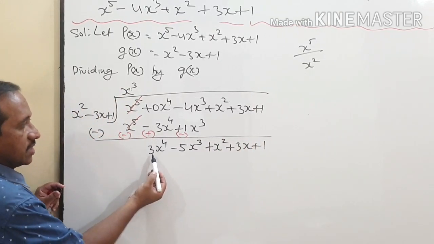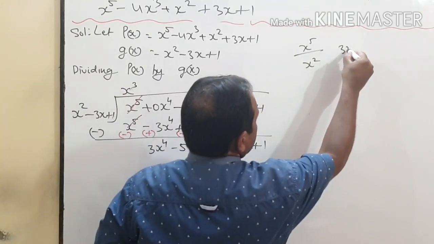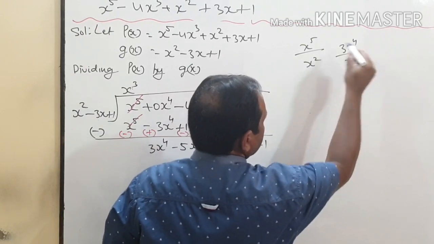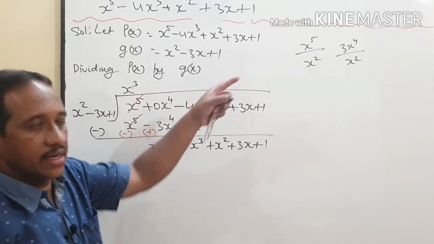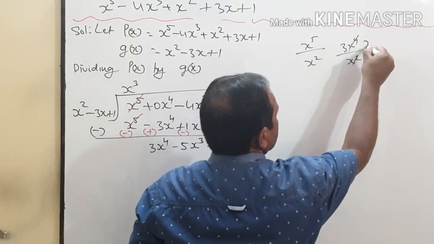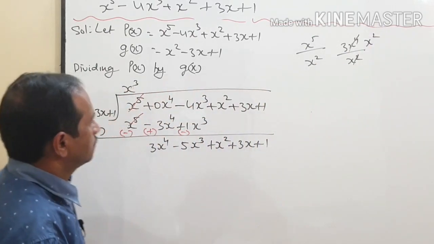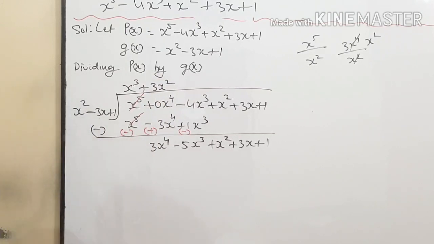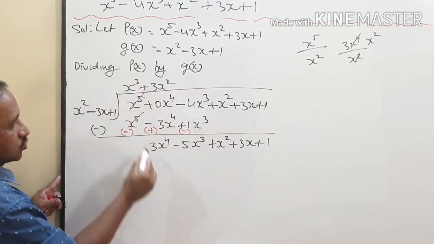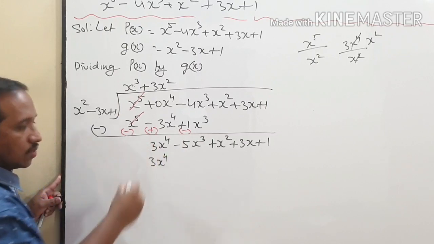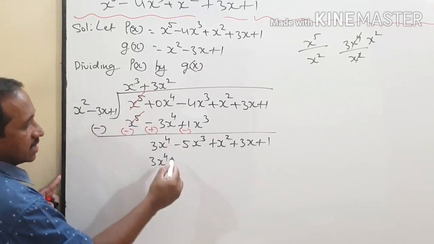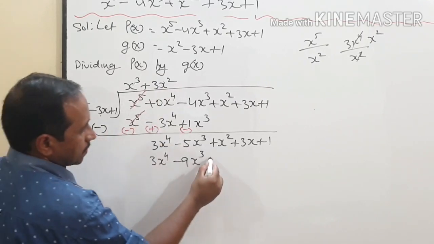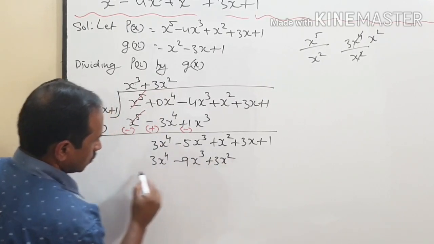Now the first term is 3x raised to 4. So 3x raised to 4 by the first term x square: x raised to 4 and x square cancel, you will get x square. So in the quotient part we will have 3x square. 3x square into x square is 3x raised to 4. 3x square into minus 3 is minus 9x cube. 3x square into plus 1 is plus 3x square.